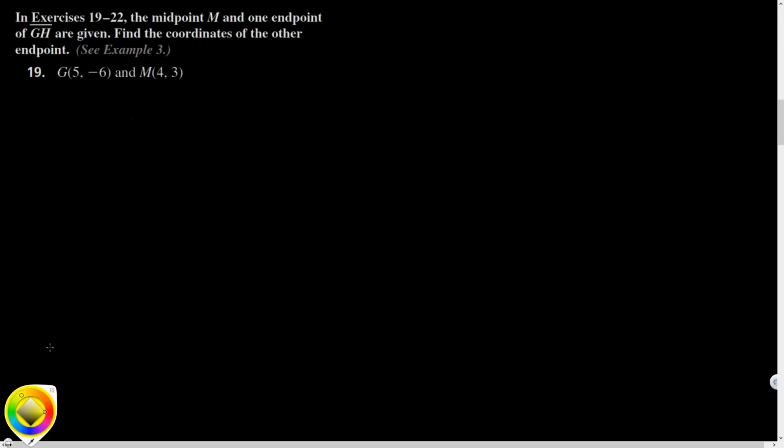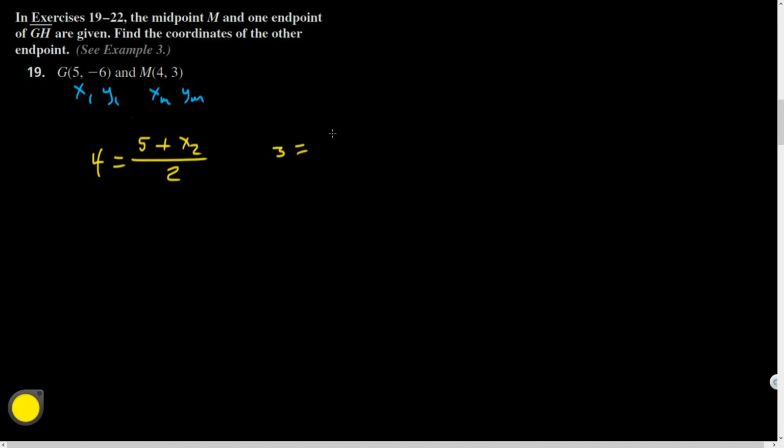So this looks like x1 and y1, and then I'll call this x sub m and y sub m. And I'm going to just write two different equations. So for the midpoint, the x coordinate is going to be the average of 5 and the other endpoint's x coordinate. And the midpoint's y coordinate should be the average of -6 and the other endpoint's y coordinate, yet to be found by us. So I end up with two equations, and then I'll solve them.